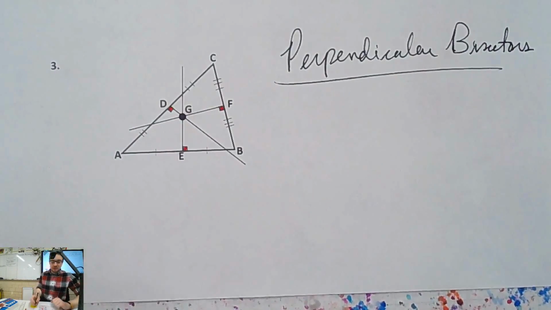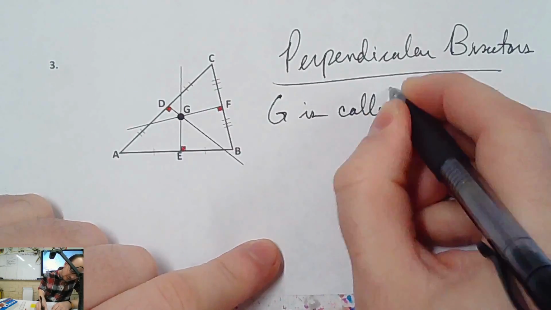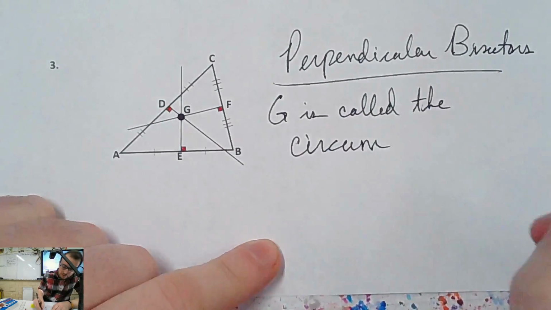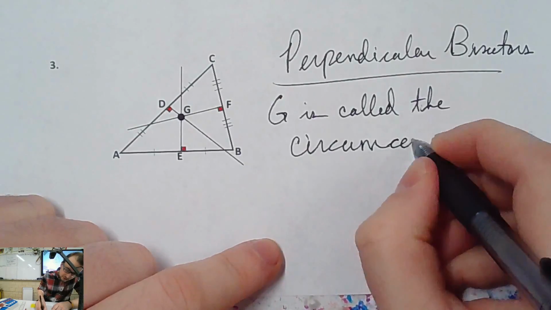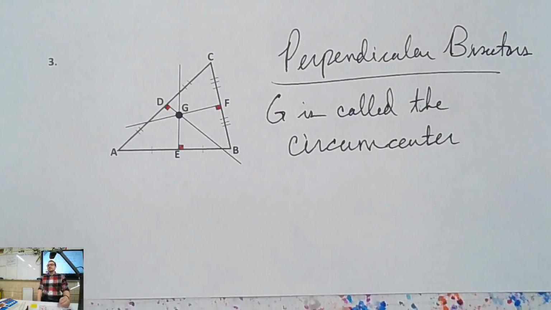Now, what's cool about this center? G is called, careful how you say this, the circumcenter. So if you go to the orthocenter for orthodontistry, what do you think you go to the circumcenter for? That's so funny. Well, obviously, when we say circum, we mean circumference, right? Of course. So there must be a circle somewhere.